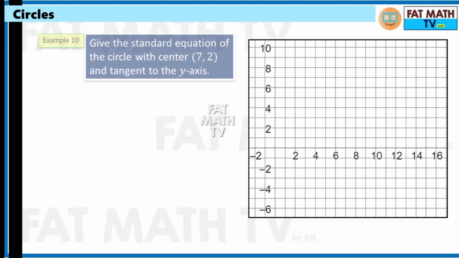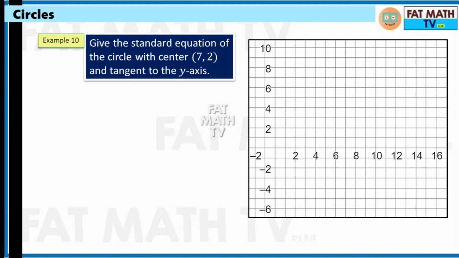Another. Give the standard equation of the circle with center 7, 2 and tangent to the y-axis. So 7, 2 is on the first quadrant. So if this is the x-axis, this is the y-axis, this is 2, 4, 6, 7, 2. So our center is here. 7, 2. Tangent to the y-axis. Y-axis is this one here. So we should touch the y-axis at exactly one point. So we will touch the y-axis at this point, at 0, 2. So our circle will look like this.